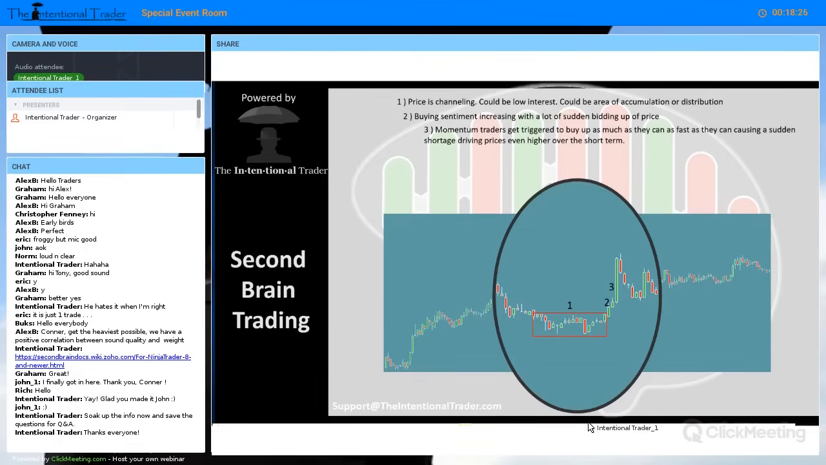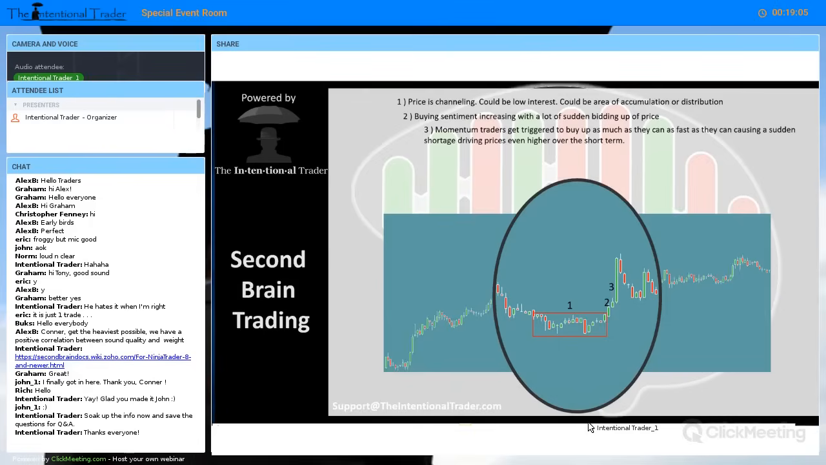This bidding up of price, breaking out of this range, has now triggered the momentum traders. Okay, now they're these breakout traders. You hear them called breakout traders sometimes. They're trading a breakout. So what they want to do is buy early in the breakout and then sell it later in the breakout, but not too much later, because they don't want to be caught holding it either. So they're going to start driving up the price even higher over the short term by buying up as much as they can.